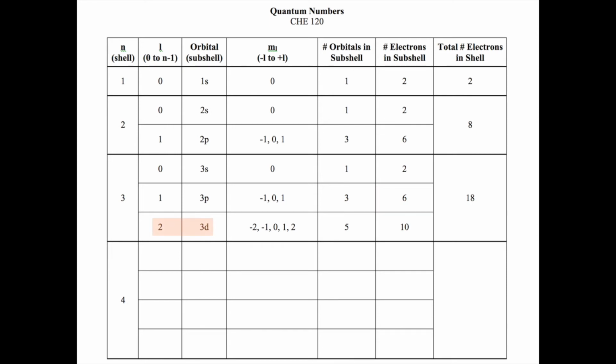In the third shell, my new set of orbitals is the d subshell. So the third shell is the first place where we see the d subshell. It comes from the fact that my maximum L value in the third shell is 2. 3 minus 1 is 2, coming from that n minus 1 maximum value as the possibility for L. Whenever n is 3 and L is 2, this defines a d subshell.